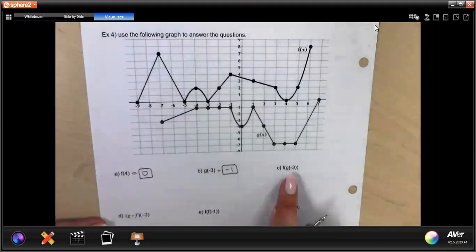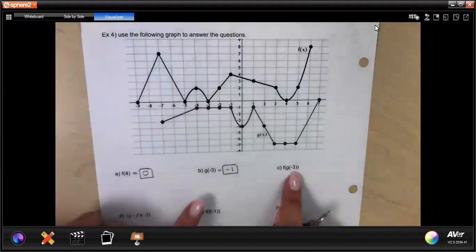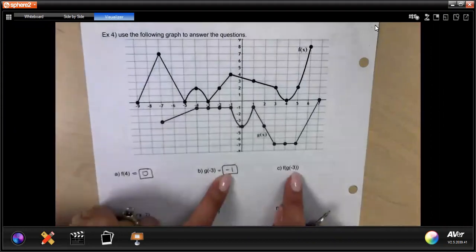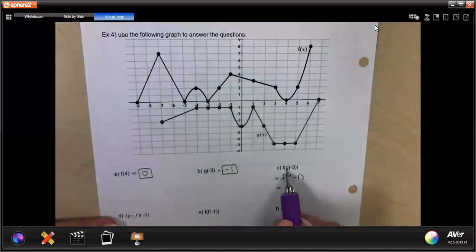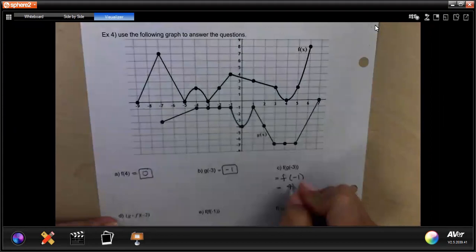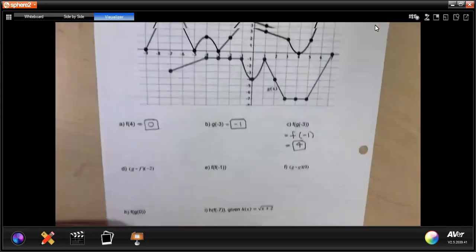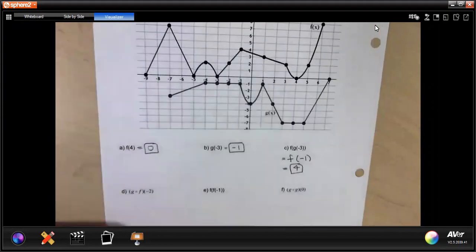To do the compositions, we start again from the inside and work out. So -3 is what I'm going to start with, which we already know what g of -3 is. It's -1 because we just found that one. And so we get f of -1. Because g of -3 has a value of -1, I can substitute that whole thing with -1. Now I'm looking for where f is when x is -1. So I go to -1 and my f function is at 4. With a graph, it's pretty easy, or easier than with the equation, because you can see where that value is.